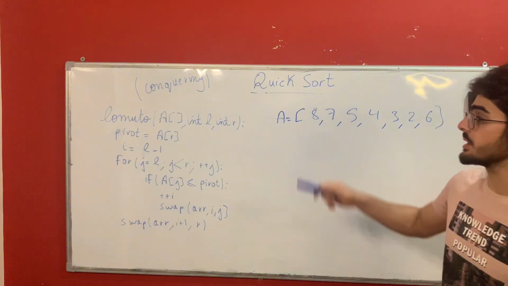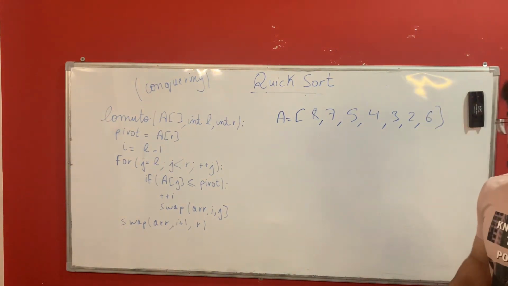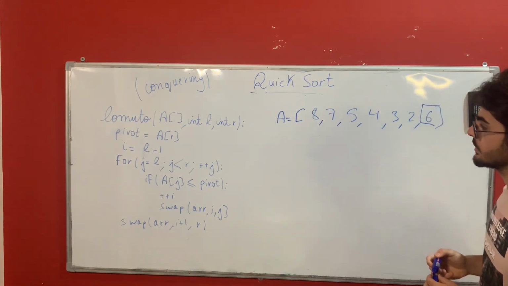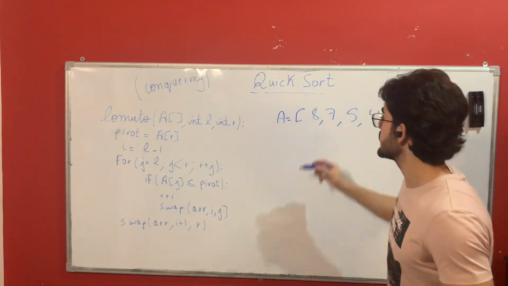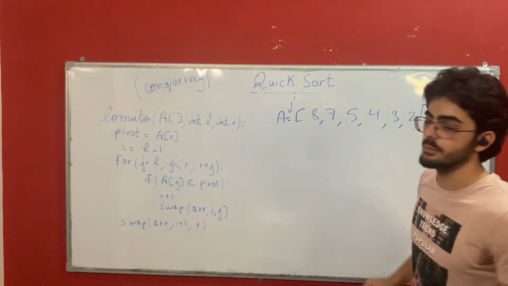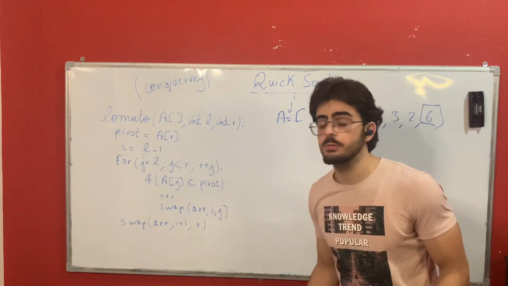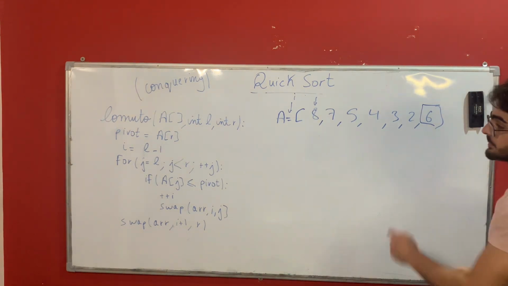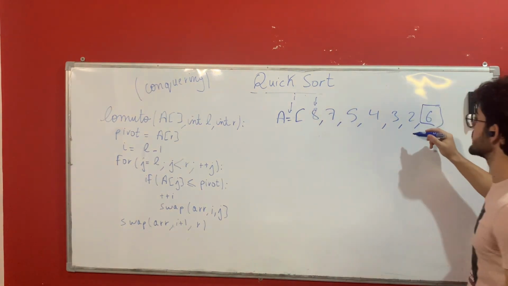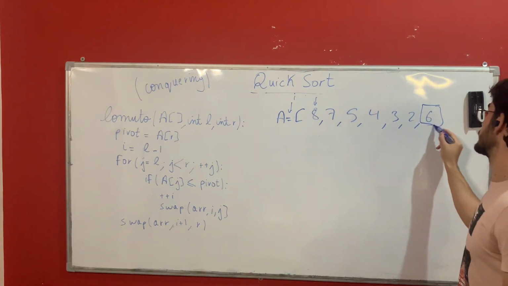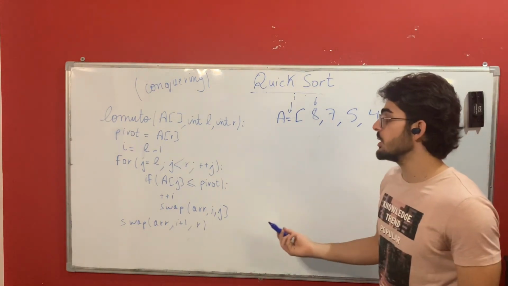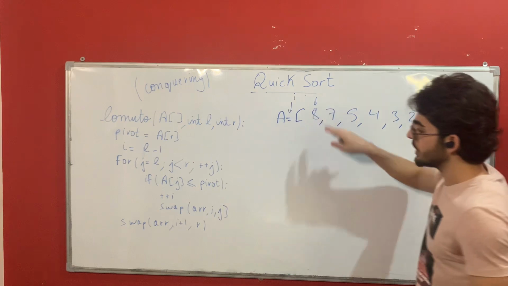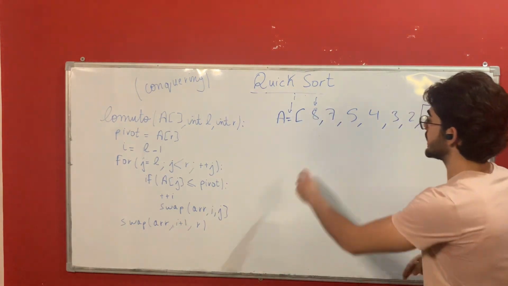Now let us simulate the Lomuto partitioning on the array A. Here, the chosen pivot is 6. We first initialize a pointer i pointing here, an element before the beginning of the array. We start a for loop for j equals L, which is the beginning of the array, while j is less than R, which is the last element of the array, excluding the pivot. If we find that A at index j is less than or equal to the pivot, we increment i by 1 and we swap A of i with A of j.